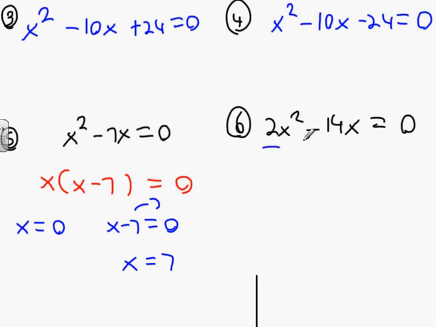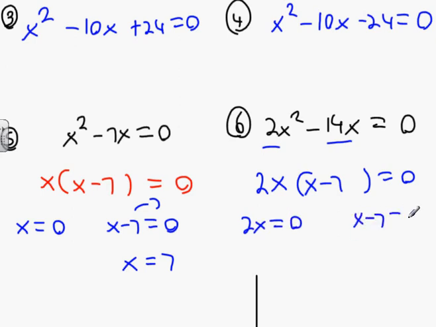What can you take out of number 6? X. And what else can you take out? 2. What's left over? X and 7. 2x equals 0 and then x equals 7. It's minus 7. So where does this minus 7 go? So the side it's x equals 7.